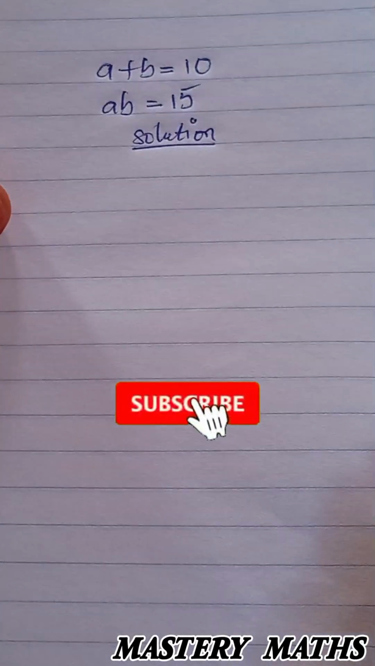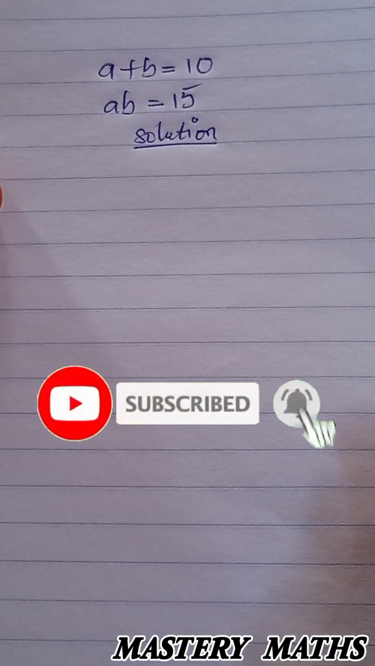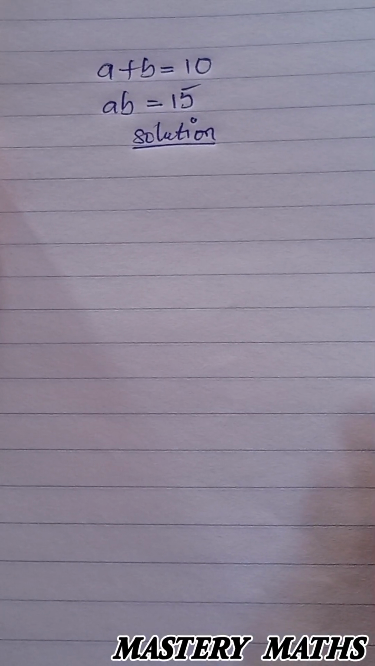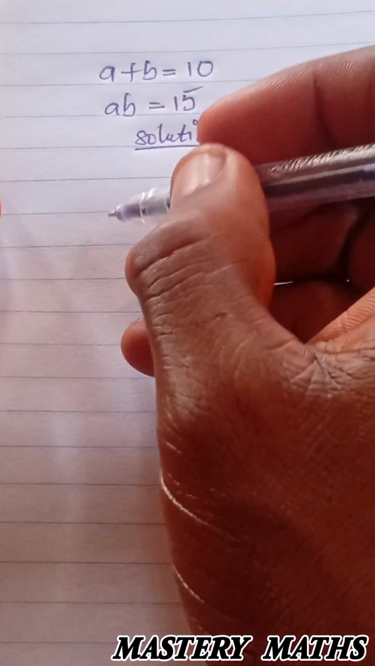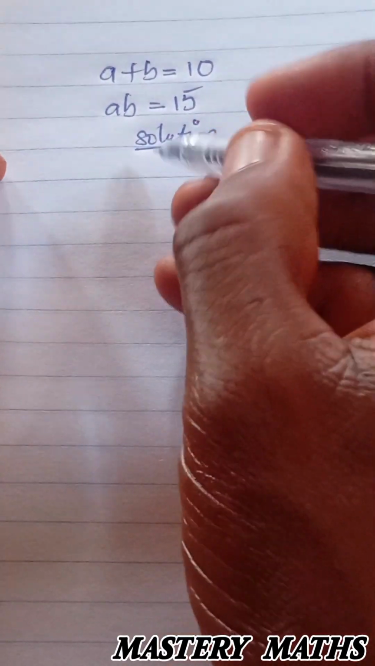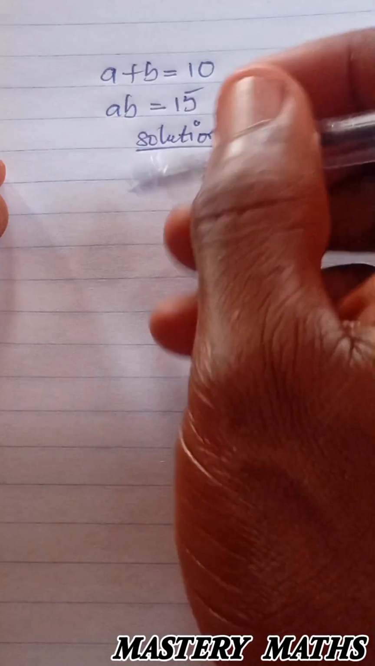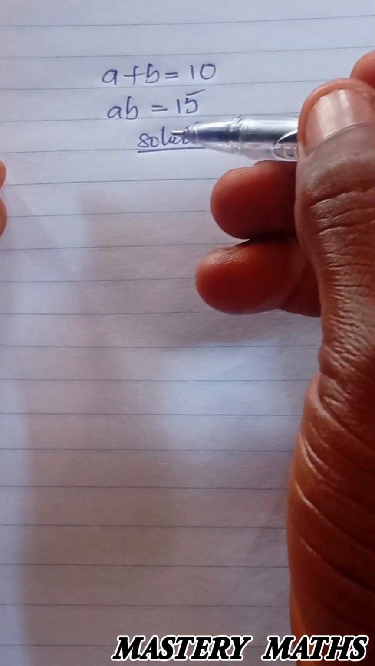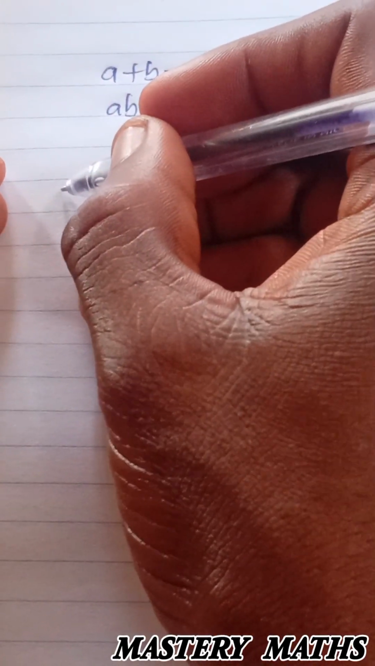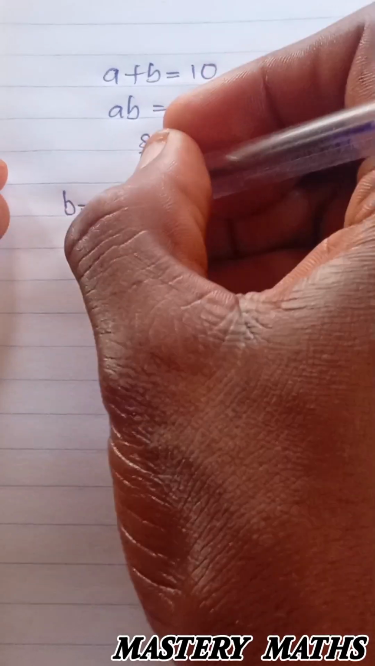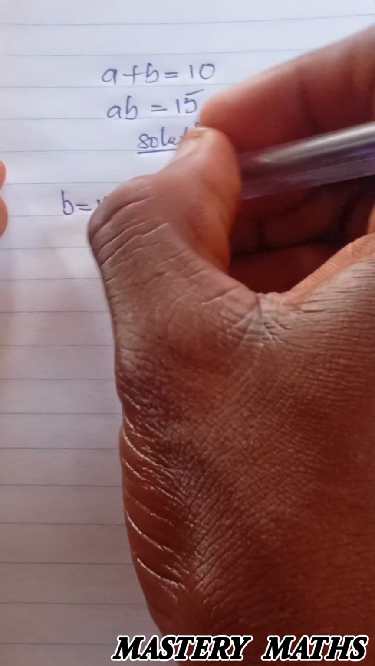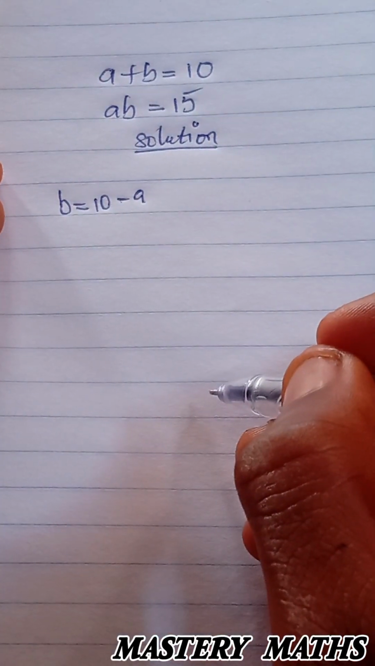We have a plus b equal to 10 and ab equal to 15. And how do we solve this? First of all, we need to make the b here the subject of the formula. To make b the subject of the formula, we say b is equal to 10 minus a.